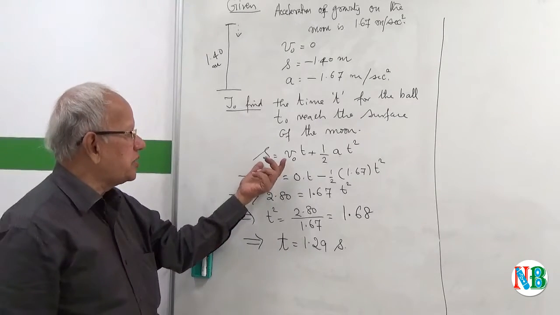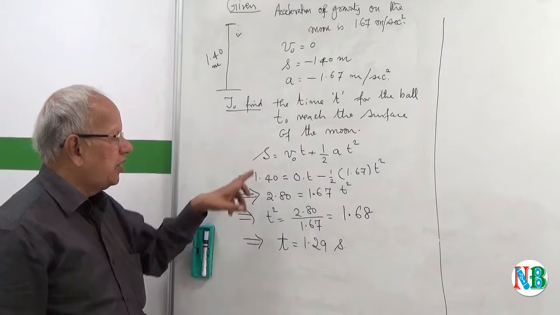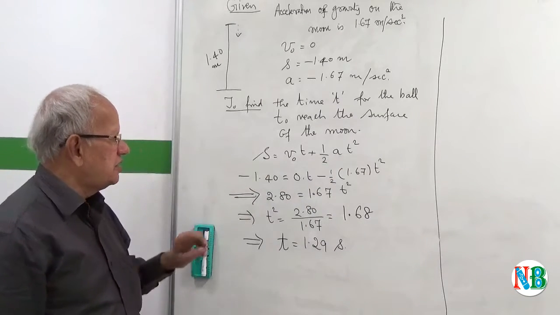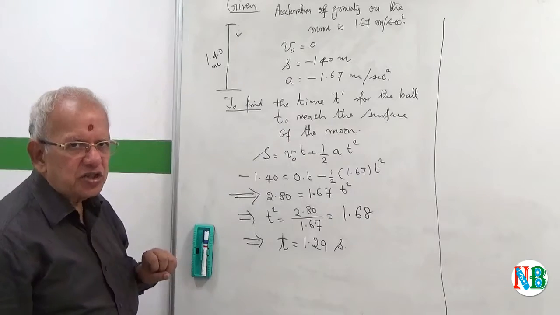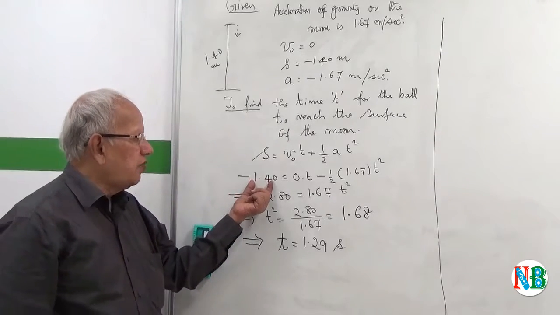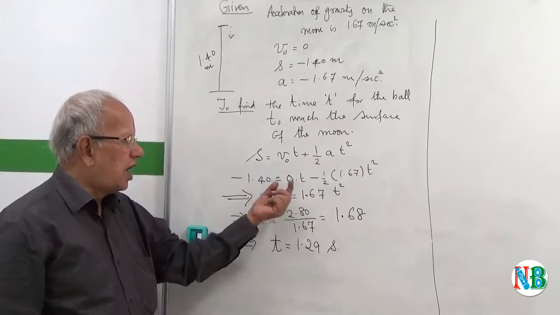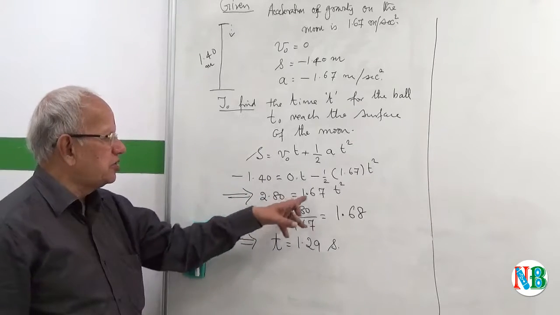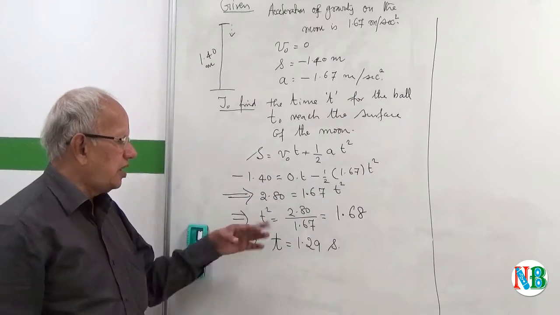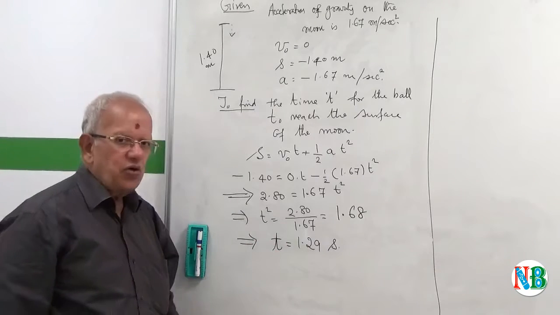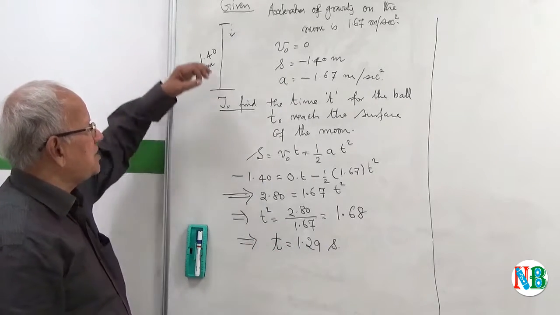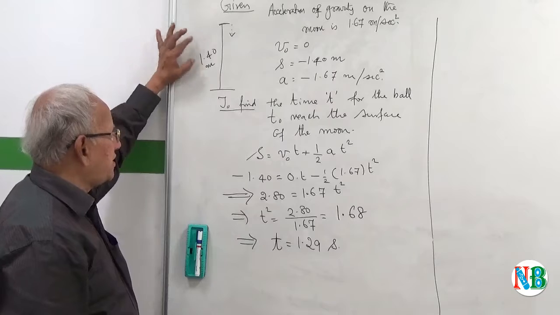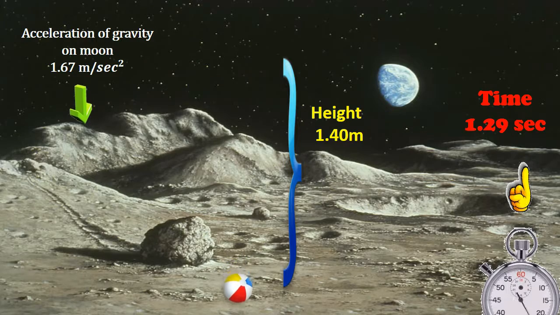So look at the equation s equals v naught t plus half a t square. You are given the distance, the initial velocity and also the acceleration. You are dropping the ball, so the initial velocity is 0, and so you get 1.40 equals half of 1.67 t square. Cross multiplying, 2.80 is 1.67 t square. Calculating, and taking the square root for t, you get 1.29 seconds. So it means that if you drop a ball from a height of 1.4 meters on the moon, it hits the surface of the moon in 1.29 seconds.